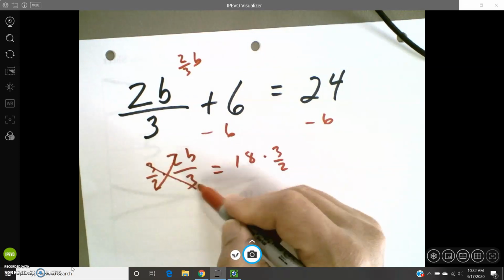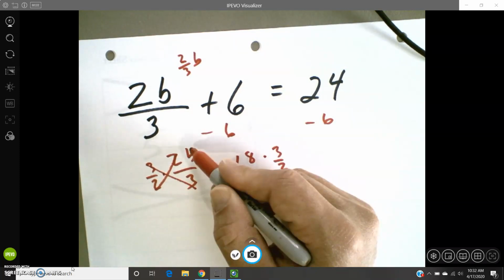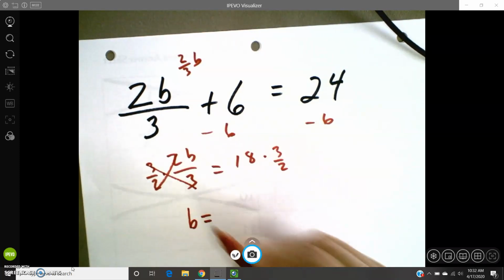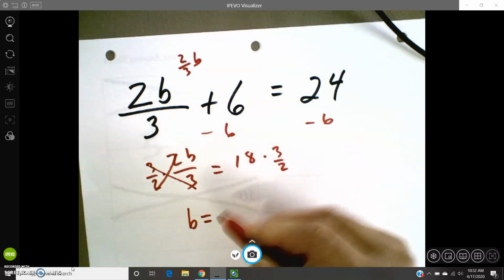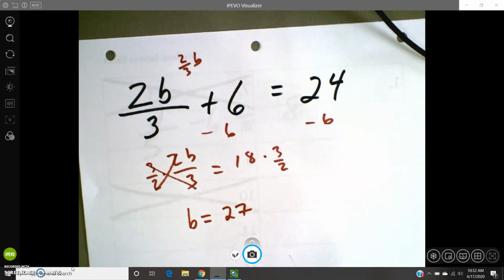And those cancel out. 3 divided by 3 is 1. 2 divided by 2 is 1. That leaves us with just b, which is exactly what we want. 18 divided by 2 is 9. 9 times 3 is 27.